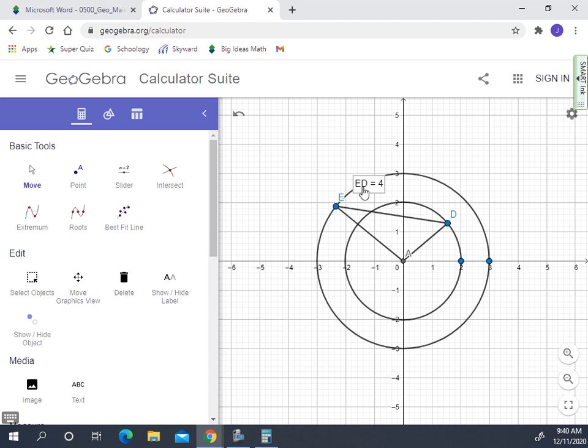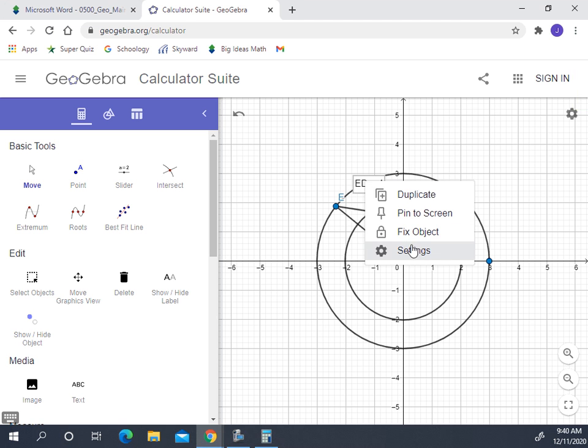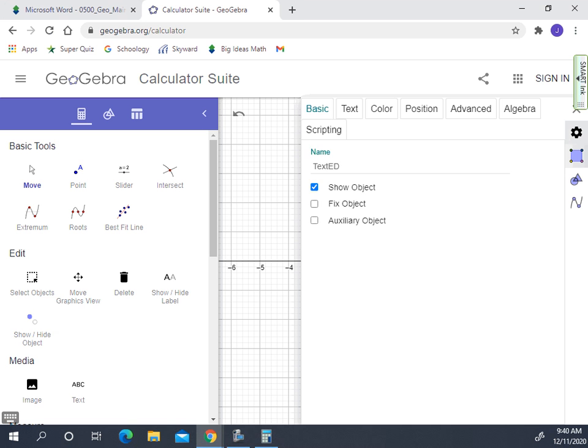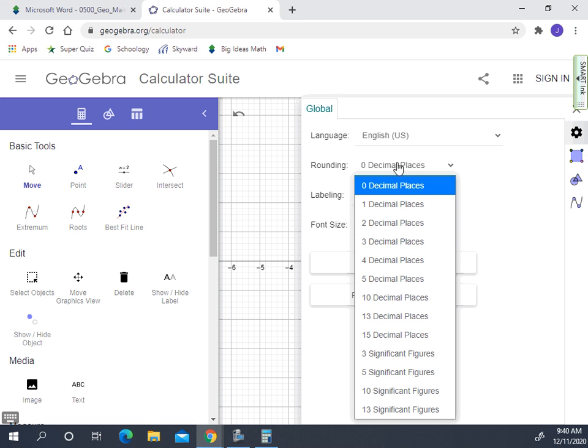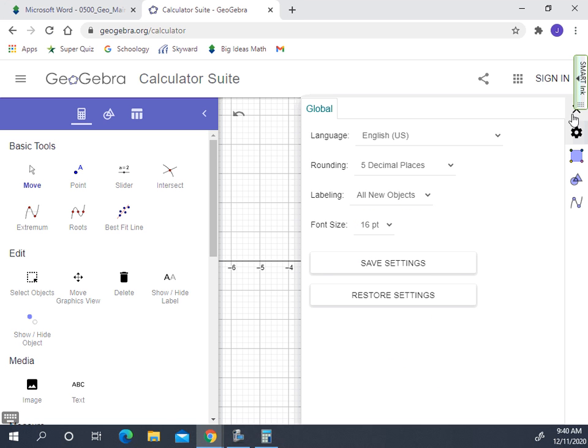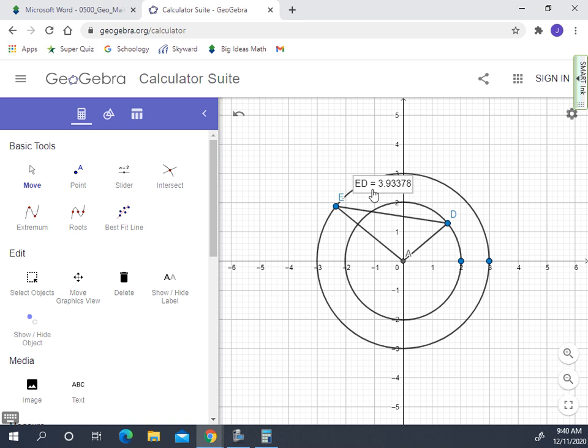To change that setting, we have to right click, go to settings, and then over here on the settings button, we have to round to more decimal places if you want to be exact. I'm going to say 5. 5 should be pretty exact for us. And look, we were at 3.9. We weren't even at 4 yet. So we want to get as close to 4 as possible.